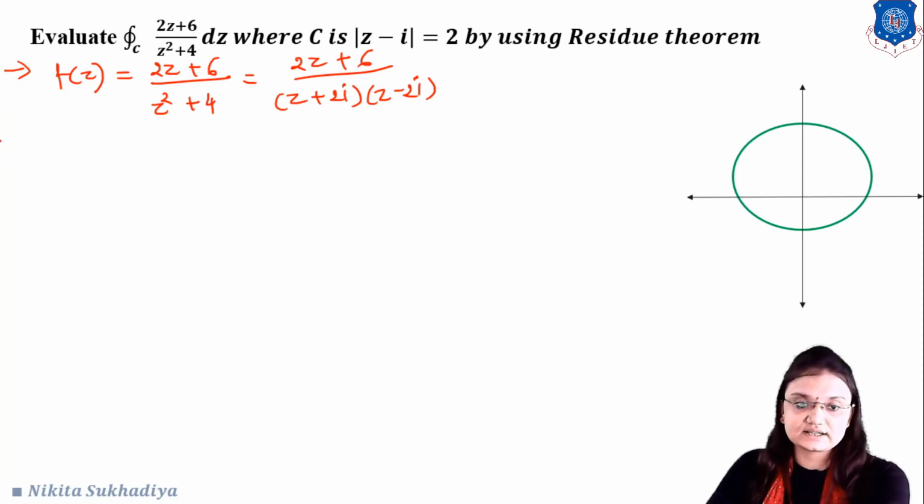Here you can clearly see that if we put z equal to minus 2i, the function f of z will become infinite. So we can say that at the z equal to minus 2i point, we cannot differentiate this function. So the function f of z is not differentiable at z equal to minus 2i. And if the function is not differentiable, we can say that f of z is not an analytic function at the z equal to minus 2i point.